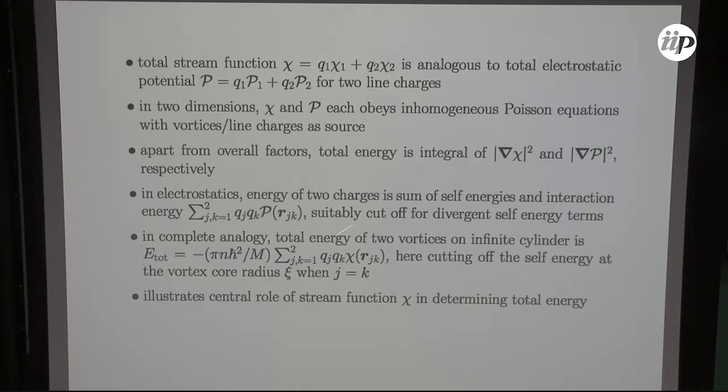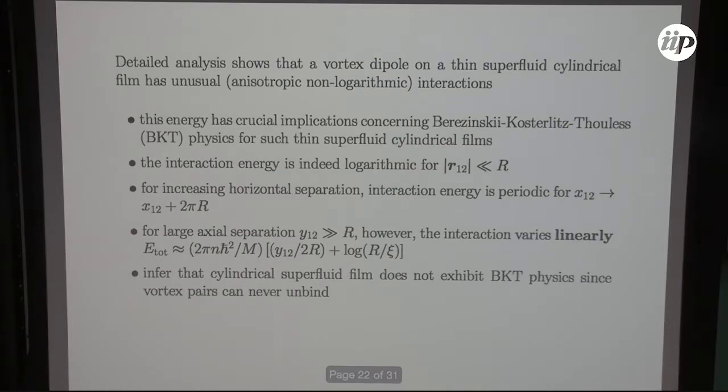And similarly, the interaction energy of 2 vortices follows immediately from this function chi, which is very useful, and it actually has some very interesting behavior when you look at it on a cylinder. So I'll show you a little bit about that. So it's anisotropic and it's non-logarithmic for large separations, which has very interesting implications for the BKT physics.